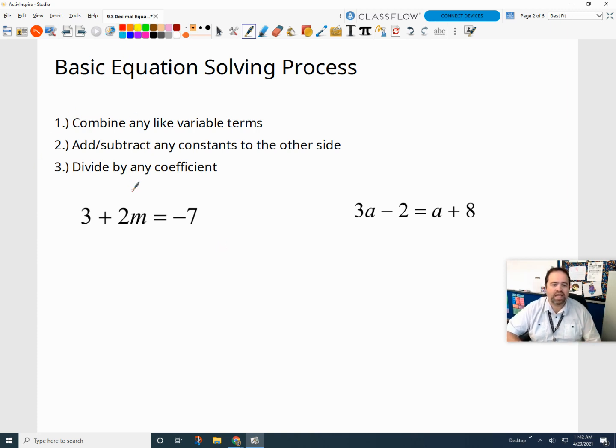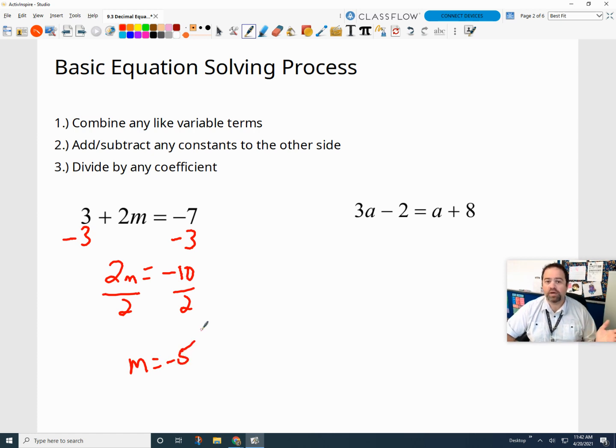I'm going to take this constant that's out front, a 3, and I'm going to subtract it off because it was a positive. If it had been a negative, I would have added it. So that's why it says add or subtract any constants. Depending on whether they're positive or negative, you do the opposite. Okay, so subtracting this guy off. The 2m stays, and then negative 7 minus 3 is negative 10. Just negative 7 minus 3, no big deal there. And then divide out your 2. So your m is negative 5.